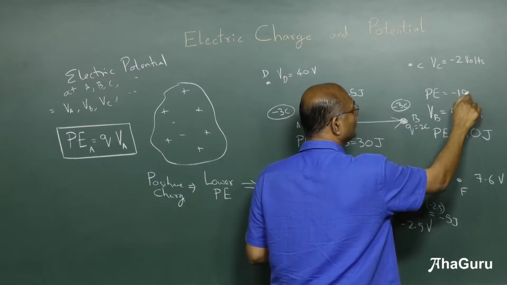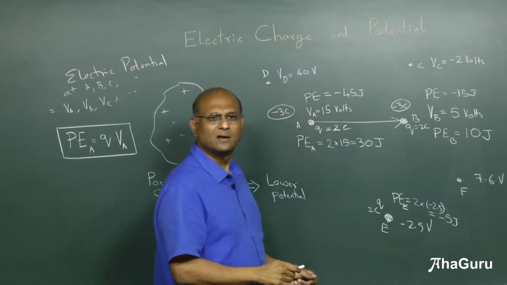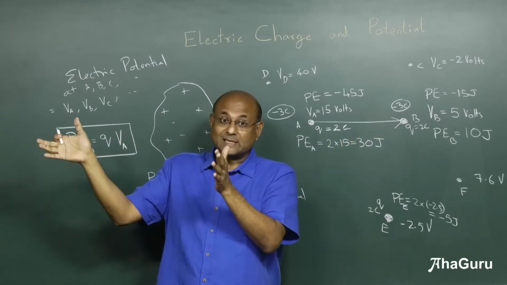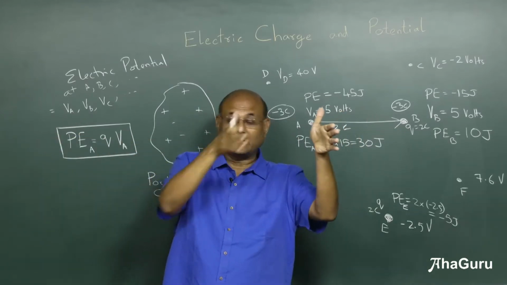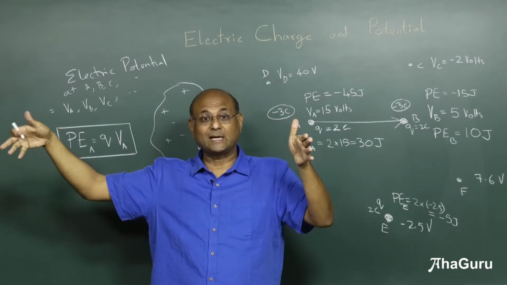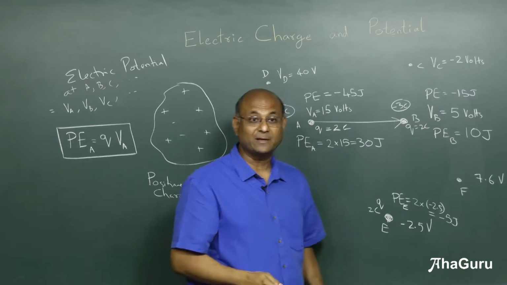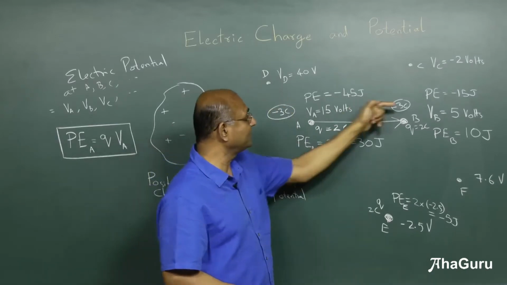Minus 15 joules. Which is bigger? Minus 45, minus 15. Think about the number line. Minus 45 is that side. Minus 15. 0 is here, but minus 15 is here, minus 45 is there. So minus 45 is even lesser than minus 15. So will the minus charge go this way or will it go this way?